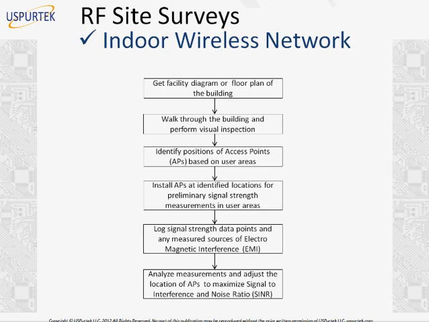Now, we need to keep our antennas away from the sources of electromagnetic interference, or do relevant adjustments that need to be done. Then we analyze these measurements and adjust the location of access points to maximize our signal to interference and noise ratio.